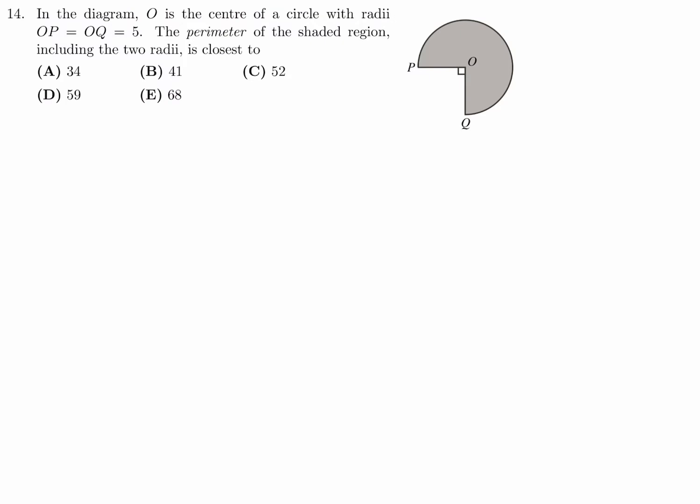In the diagram, O is the center of a circle with radii 5, like this. This is 5, and this is 5. And the perimeter of the shaded region, including the 2 radii, is closest to. So they want you to find this perimeter right here, like that. And that basically means we have to figure out 3/4 of the circumference and then add this 5 and that 5. So that would be 10.